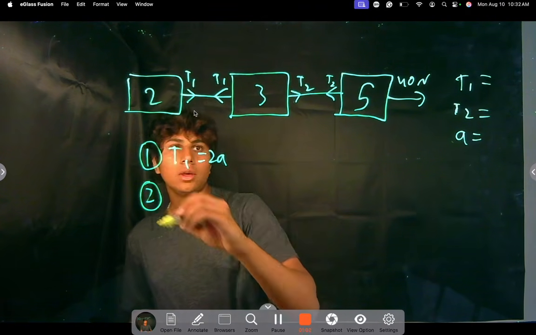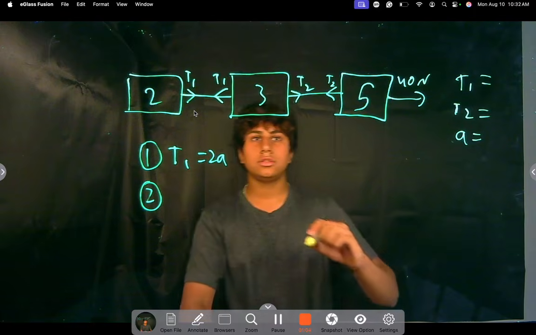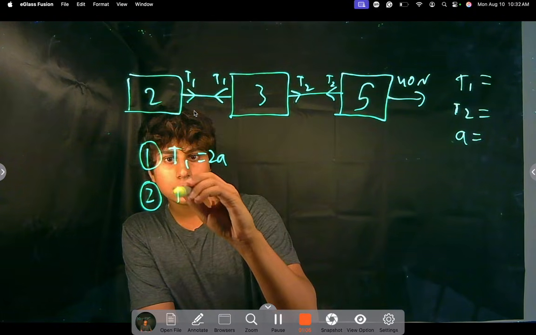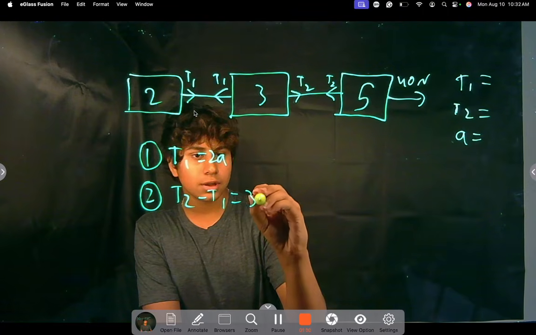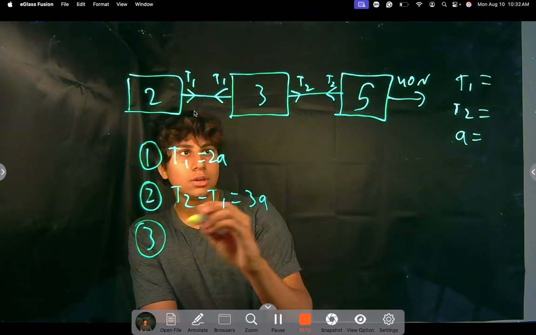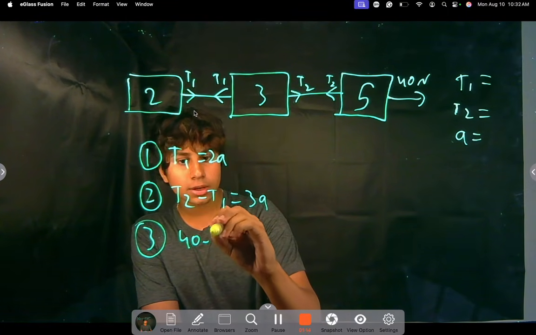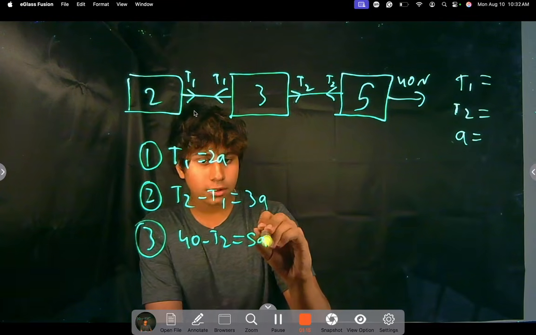Second equation: there's T1 and T2 acting here. T2 is going to the right, so T2 minus T1 equals 3a. And the third equation here is going to be 40 minus T2 equals 5a, right? And now you just solve.